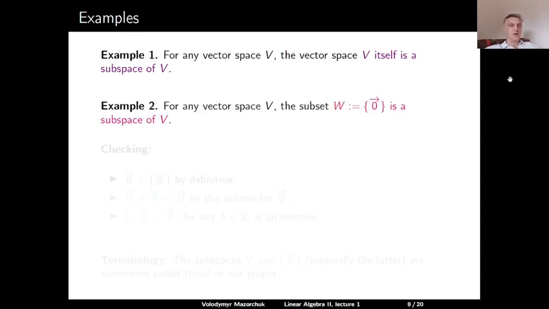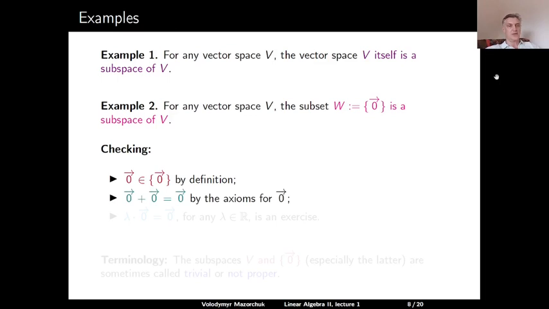Example 2. For any vector space V, the subset of V consisting just of the zero vector is a subspace of V. So let's check the conditions. First of all, by definition, the zero vector belongs to this subset. Next, if we add the zero vector to the zero vector, we get the zero vector simply by the axiom of the zero vector. And finally, it is easy to check that if you take the zero vector and multiply it with any real number lambda, the outcome will be the zero vector.